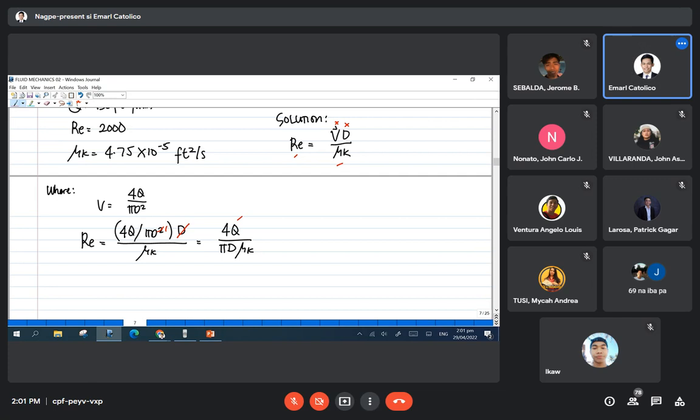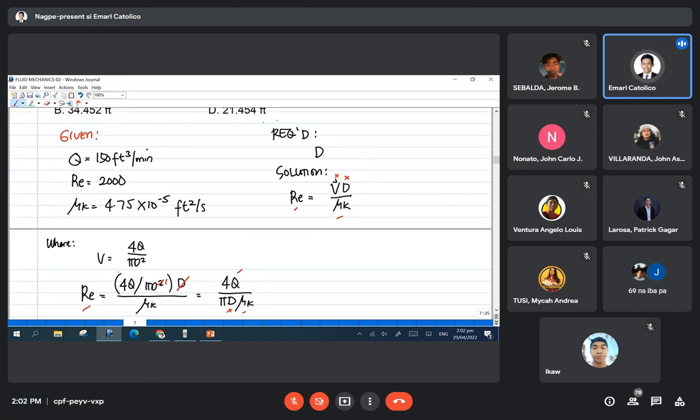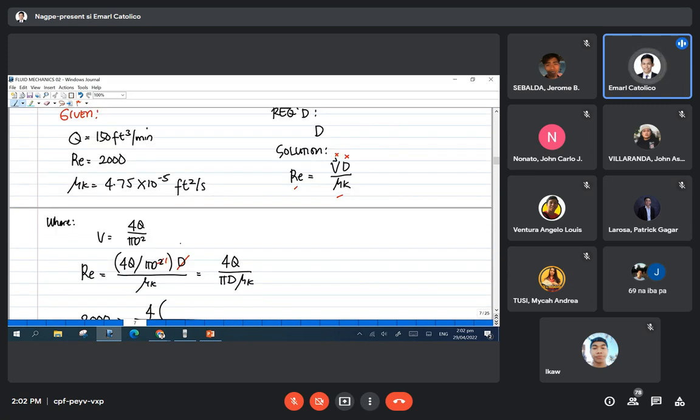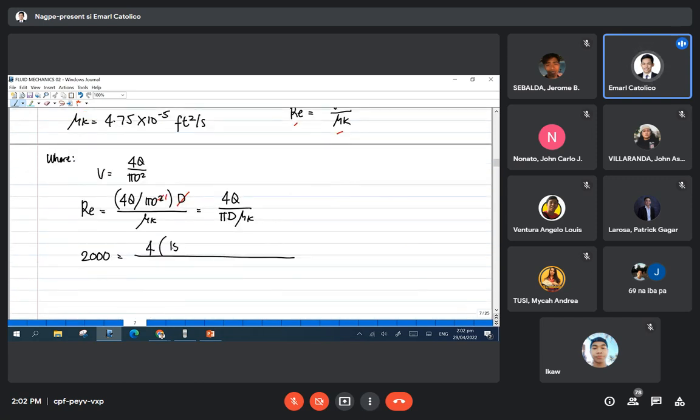Meron kang Q, meron kang kinematic viscosity. Ito yung hinahanap, meron kang Reynolds number. So kaya na kasi one unknown na lang. So i-direct sub na natin. Reynolds number is 2000 equals to 4 times Q. Q natin is 150 cubic feet per minute. Convert na natin into second. So 1 minute is equal to 60 seconds.